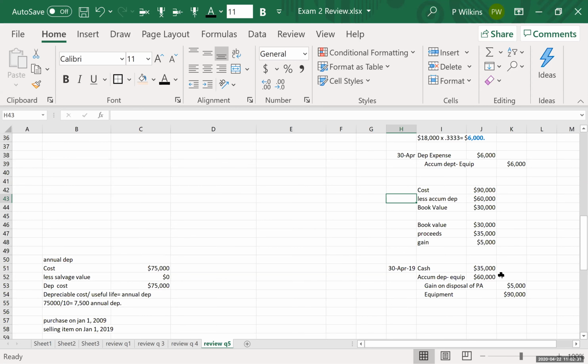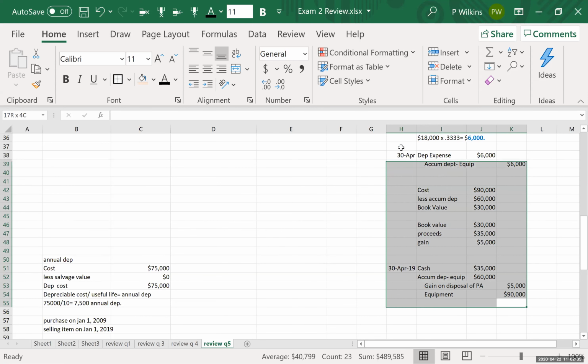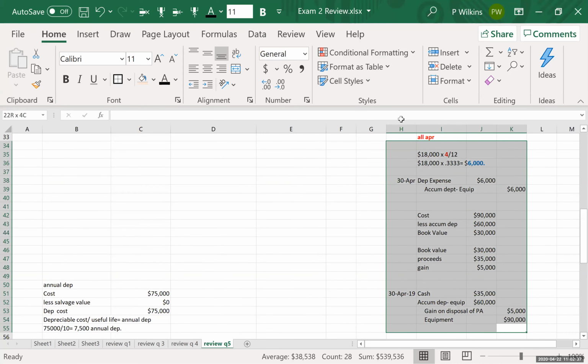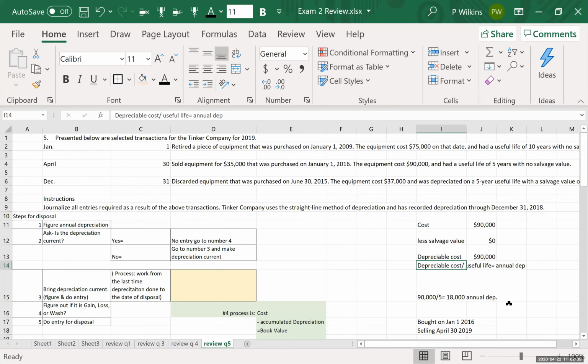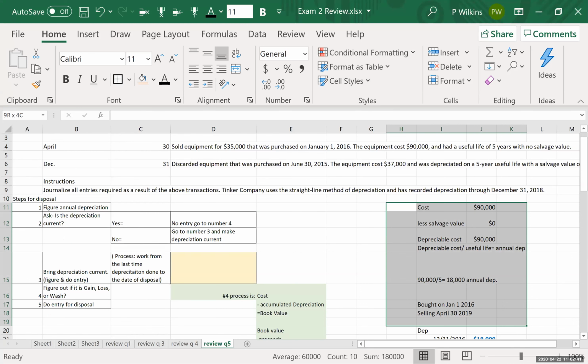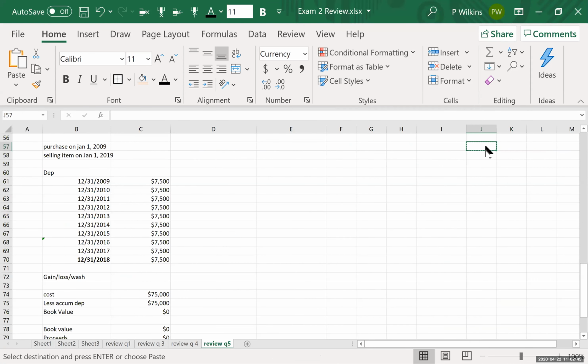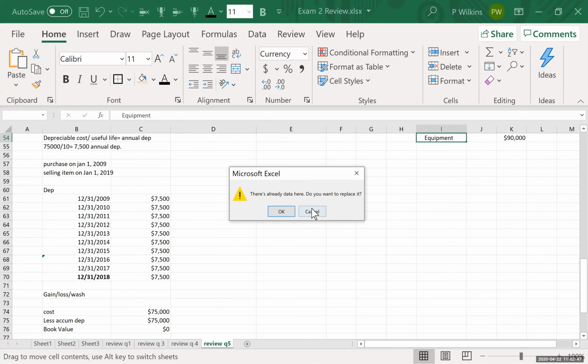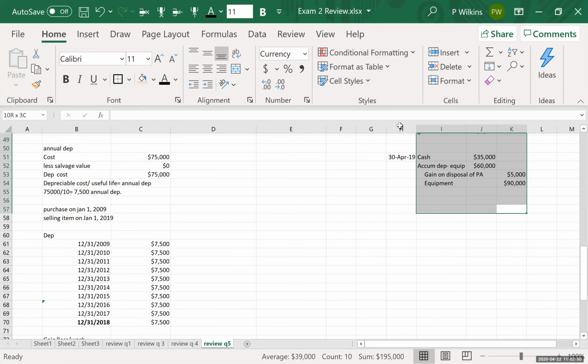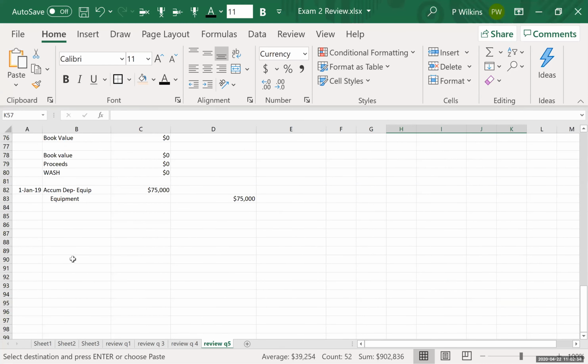So any questions on that one? I don't see any questions on that one. I'm just going to copy this. I'm going to cut it. I'm going to move it out of the way. Okay, we're going to put this down here.